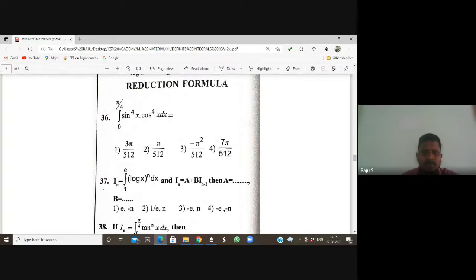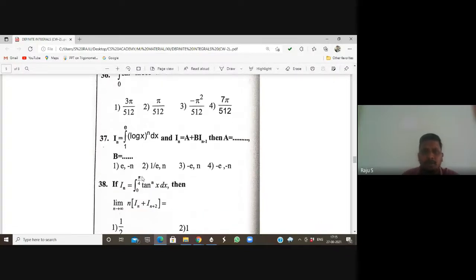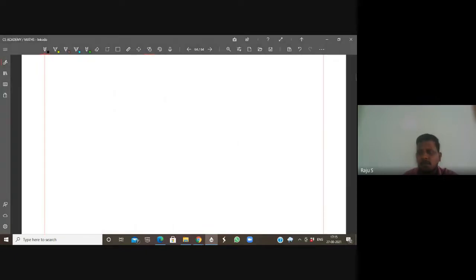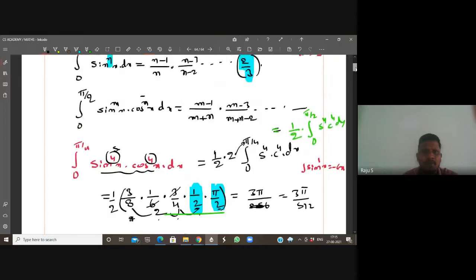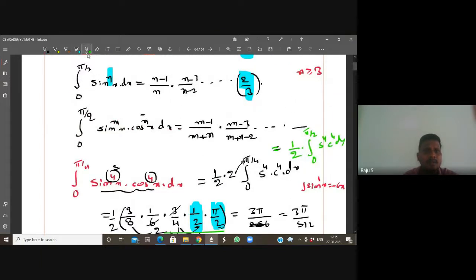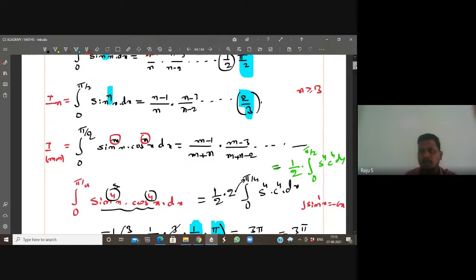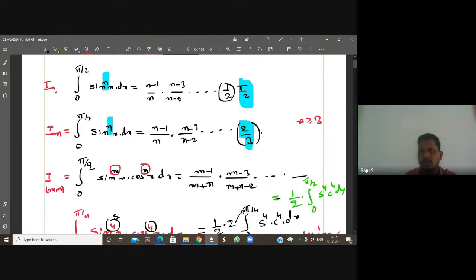Yeah, so this is the answer for the first one. Coming to the second one, see here, in the reduction formula we always give, whenever sine power n is there, it can be represented with I n. N value is 5, I 5. N value is 6, we'll write I 6. So what about here? We'll write I m comma n when the powers are different, m here and n there. It can be denoted by I m comma n.